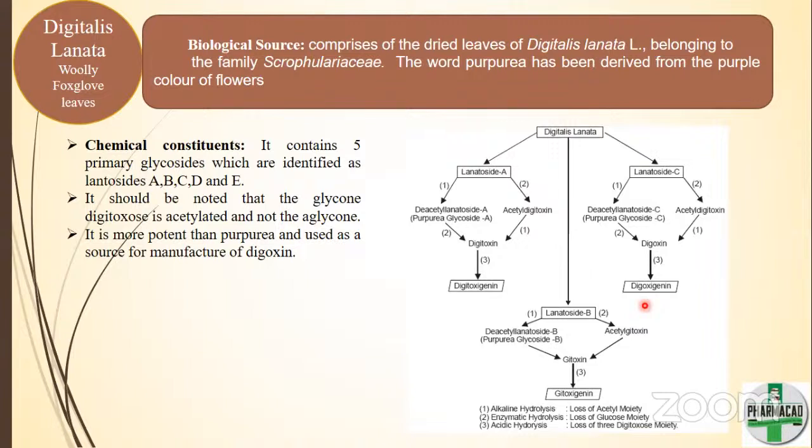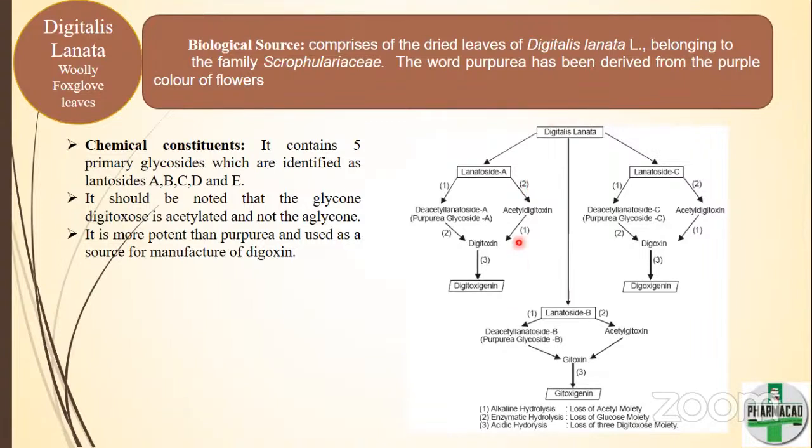Like there were 3 in that one, here there are 5: Lanatoside A, B, C, D, and E. It should be noted that the glycone digitoxose is acetylated and not the aglycone. This is a very, very important point. Once an MCQ has come on this point, you just mark it with red or write it down in bold that in case of lanatosides, this will become clearer when I explain this cycle to you.